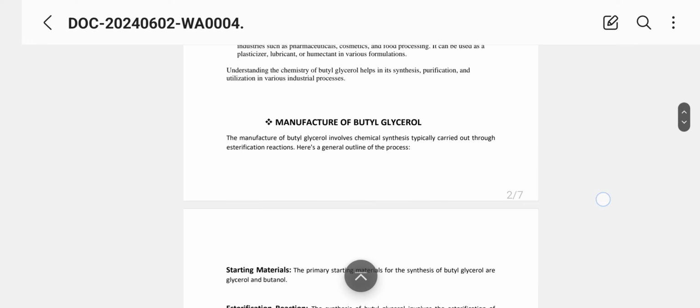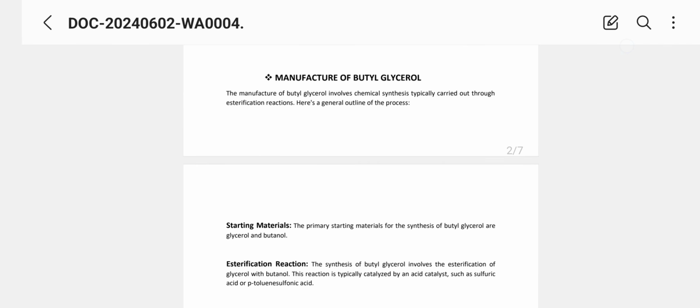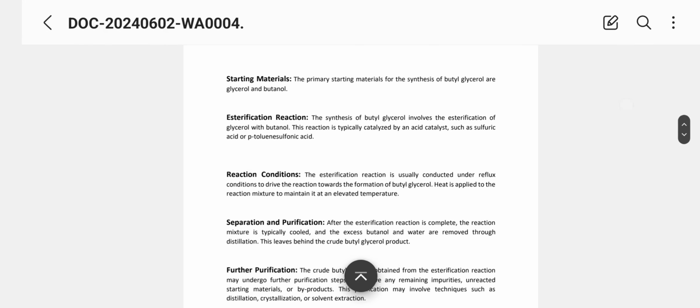Manufacture of butylglycerol. The manufacture of butylglycerol involves chemical synthesis, typically carried out through an esterification reaction. Here is a general outline of the process. Starting material. The primary starting materials for the synthesis of butylglycerol are glycerol and butanol. Esterification reaction. The synthesis of butylglycerol involves the esterification of glycerol and butanol.